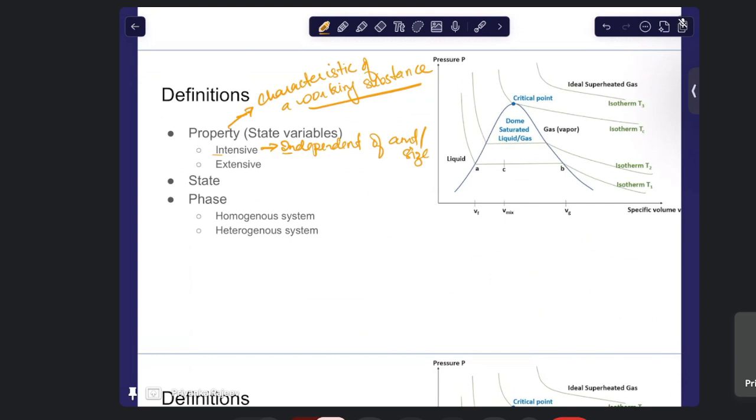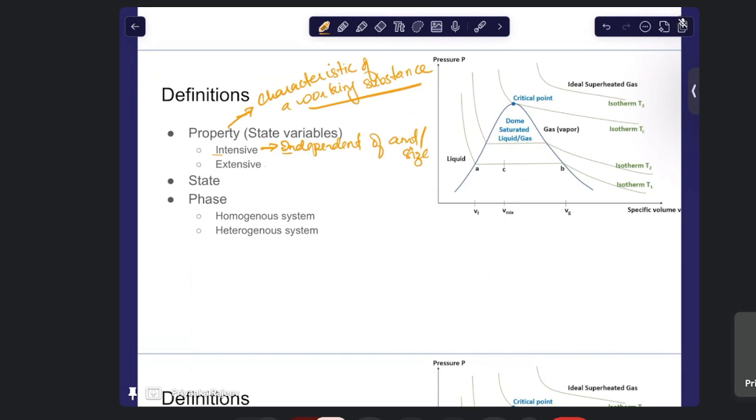For example, if I have one bucket of water or one drop of water, the temperature of that water won't be different. The density of that water won't be different. So it is independent of the quantity, so that is called an intensive quantity. I have given examples also, like temperature or density, then viscosity, those are intensive in nature.